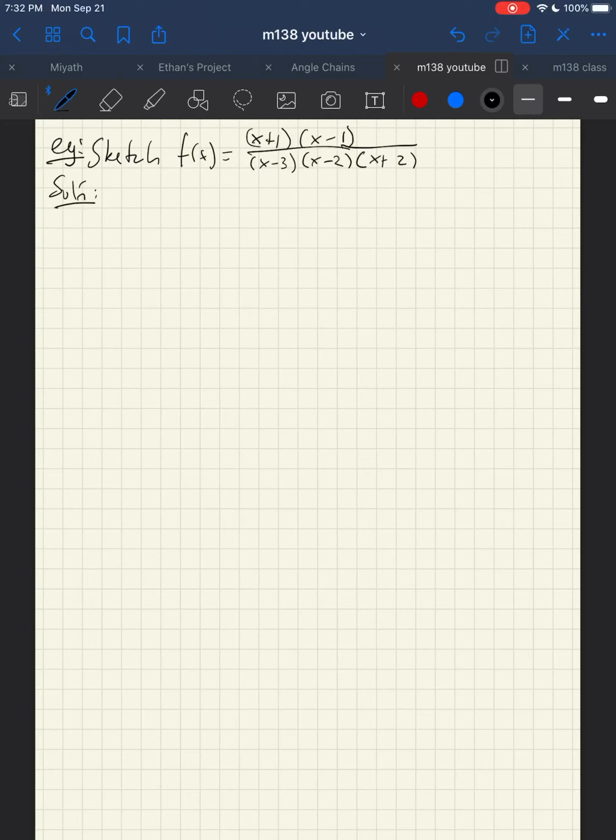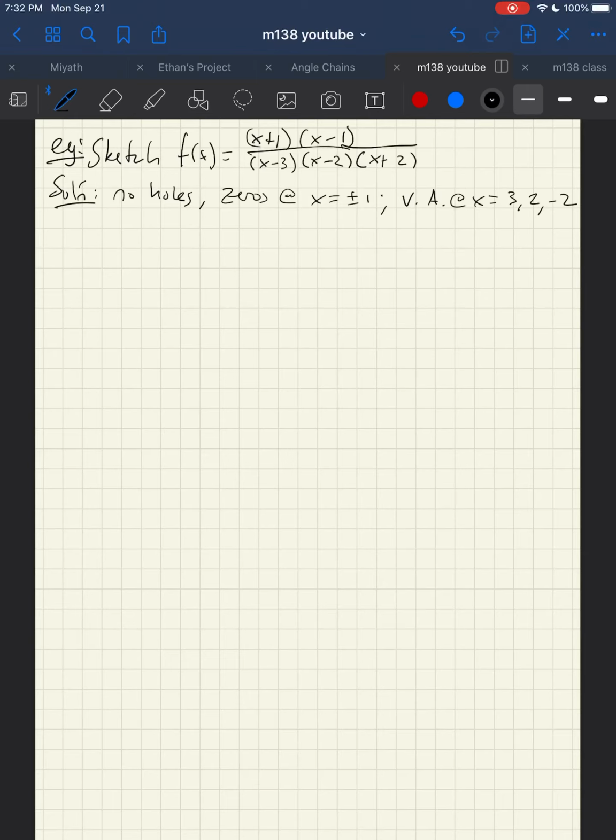So solution, let's look for our zeros. Well, first off, holes. We have no holes because there are no shared factors on the top and bottom, right? So we've got no holes. We've got zeros at x equals plus or minus 1. And we've got vertical asymptotes at x equals positive 3, positive 2, and negative 2.